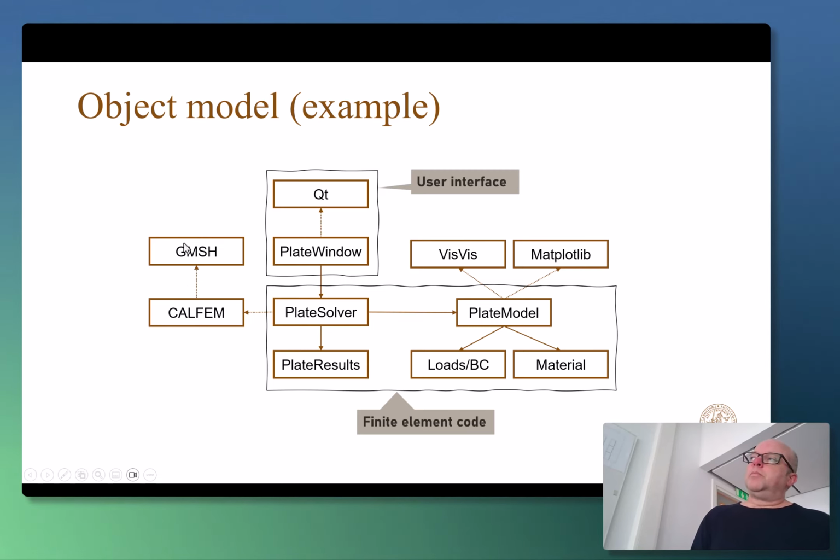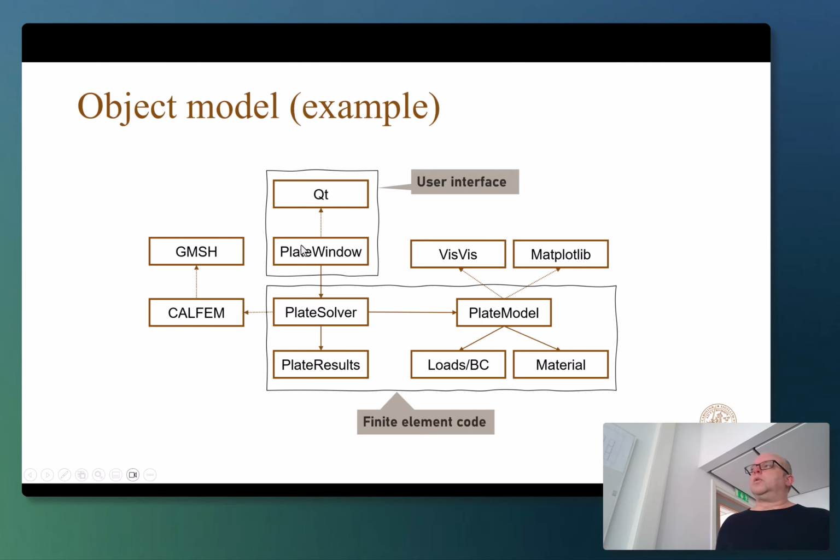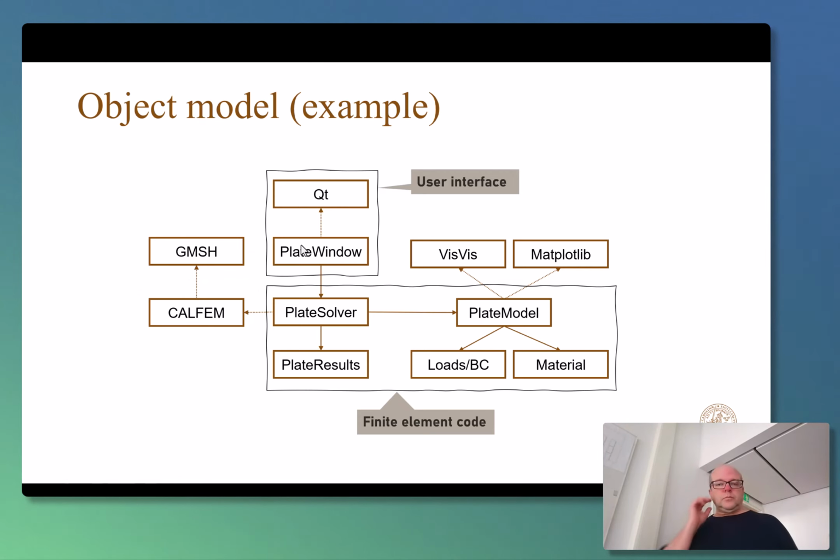You will never need to call this directly. This is implemented in Colfem. So you describe the geometry, and then it will generate the mesh for you automatically. So this part here is the finite element code. This is the user interface, and then we'll rely on these external libraries.